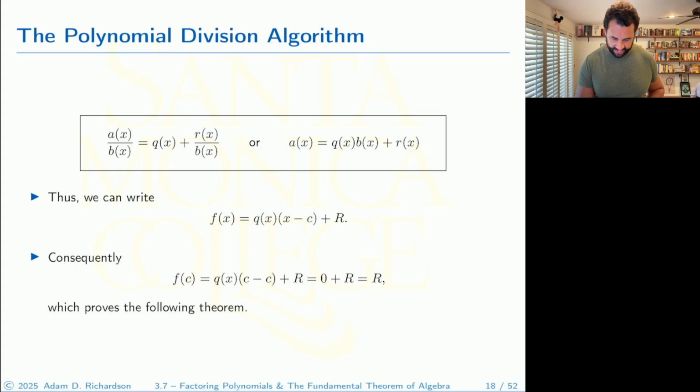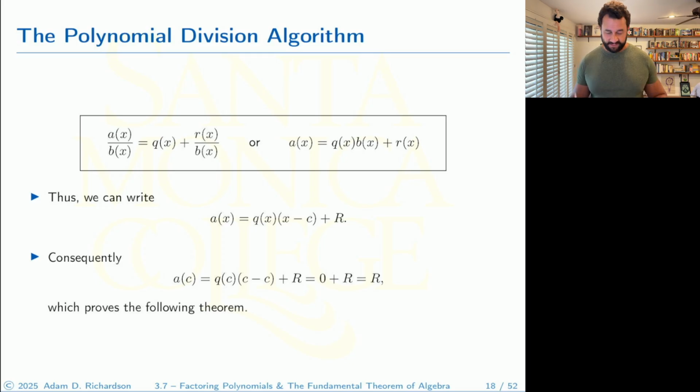Sorry, maybe this should say a, just for clarity here. Yeah, make this a. There we go. Okay, that means we can write a of x as q of x times x minus c plus some number r, right? But consequently, look what happens when we actually plug in the number c here. We're going to plug in c for our input, and this should also say c. Too many typos. Okay, sorry about that. Let me just fix those typos.